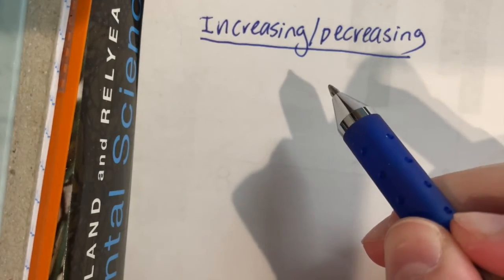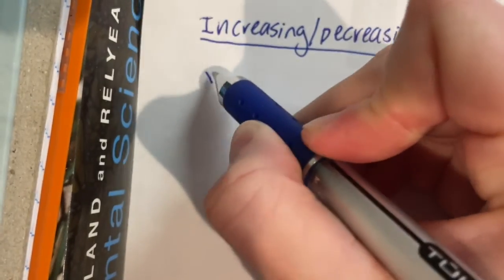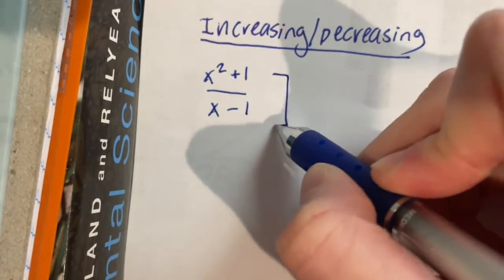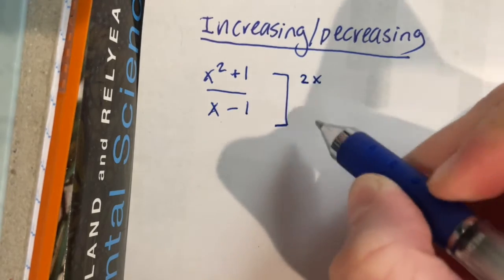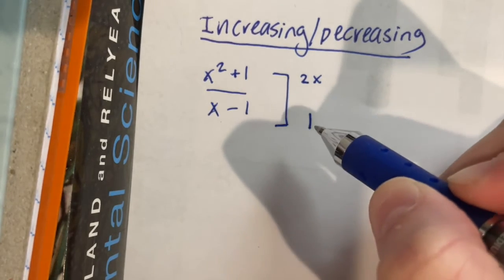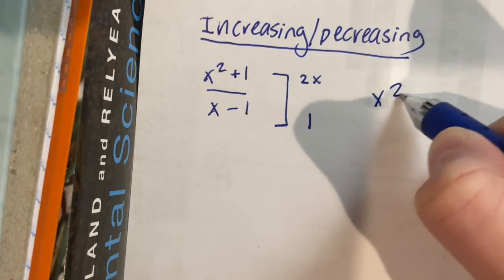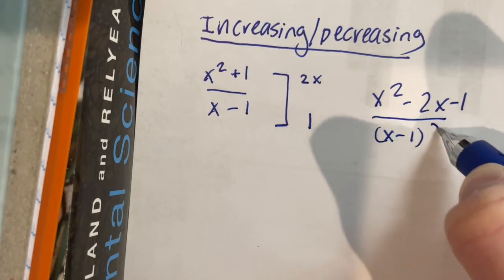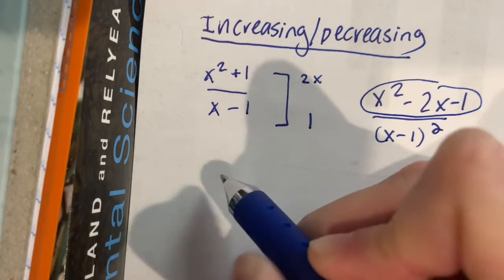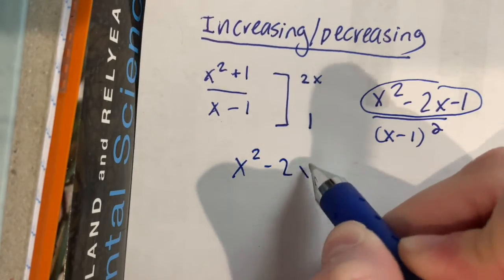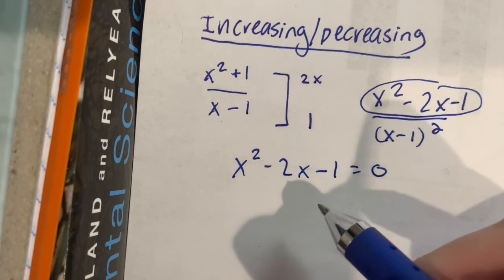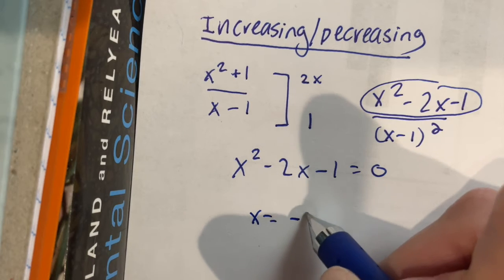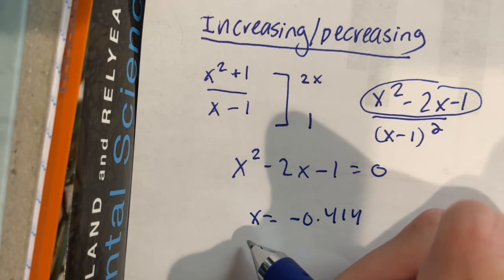To find the increasing and decreasing portions of our function, we're going to find the derivative of our function, and we need to use the quotient rule for this. The derivative of the top is 2x, and the derivative of the bottom is just 1. When you set up the quotient rule, it's going to end up being x squared minus 2x minus 1 over x minus 1 squared. Then we're going to take the top portion and set it equal to 0 to find the min and max. Because this can't factor, we'll use the quadratic formula, and you're going to get x equals negative 0.414 and x equals 2.414.